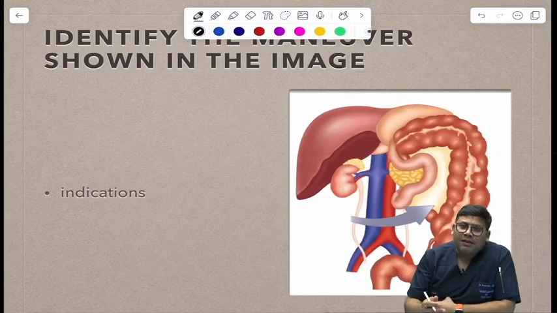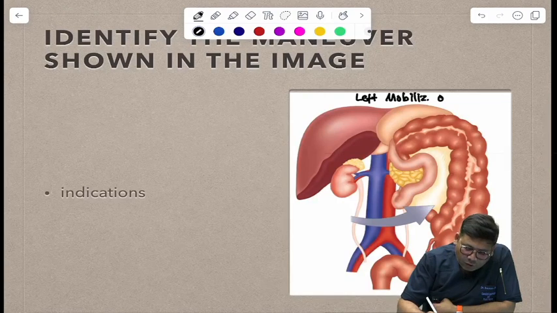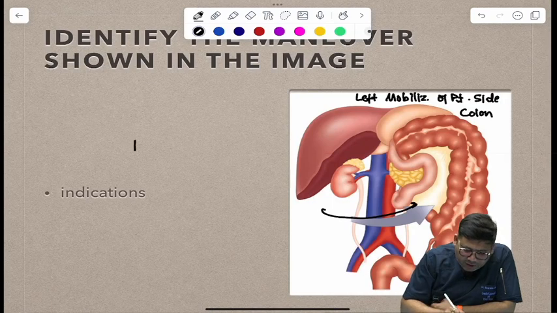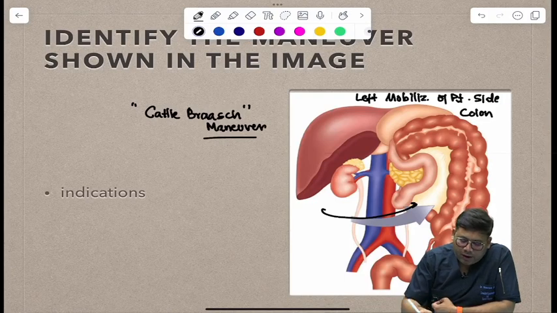I have discussed the opposite side. What is this? This is left mobilization of the right side colon. So for the right side colon, the left side mobilization, what is this maneuver known as? Everyone knows that this is known as the Cattell-Braasch maneuver. I have already taught this in detail, I think on day 1 you can go and check back. So the Cattell-Braasch maneuver, and in the same way if I do it on the left side and do a right visceral mobilization, that will be known as Mattox.